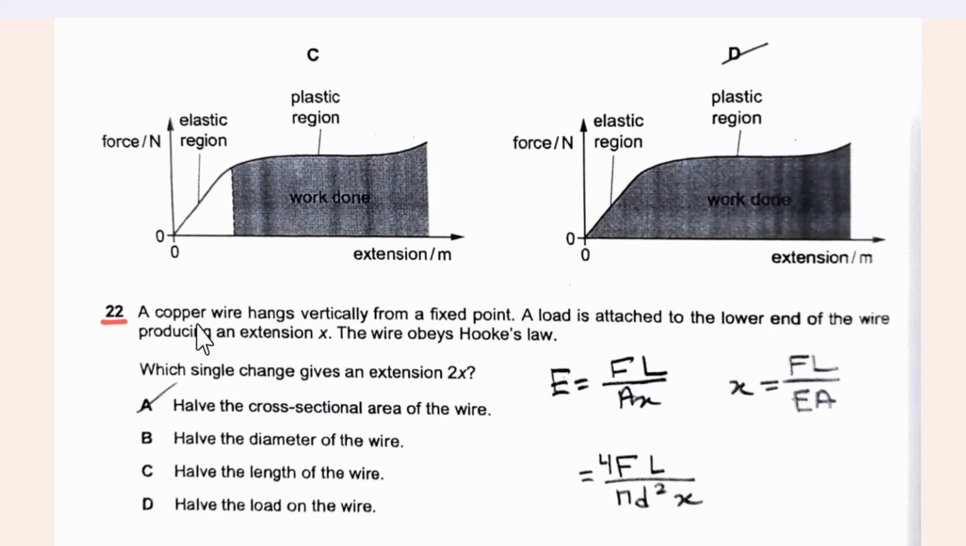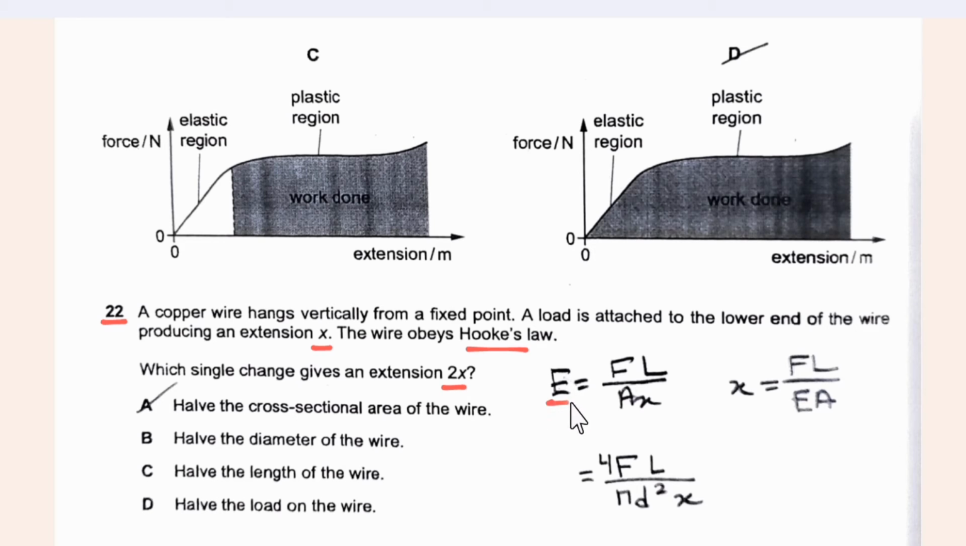Number 22. A copper wire hangs vertically from a fixed point. The load is attached to the lower end of the wire, producing an extension x. The wire obeys Hooke's law. Which single change gives an extension 2x?